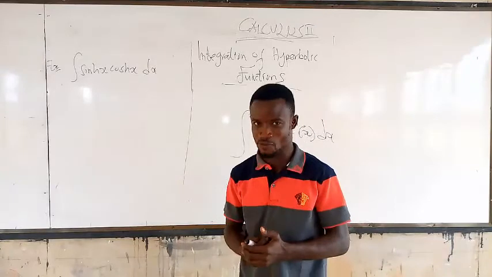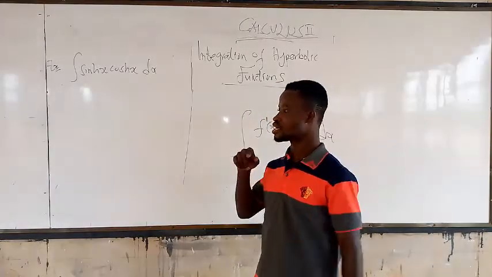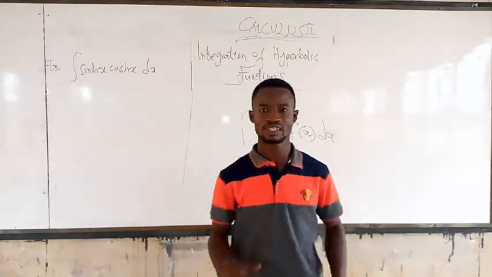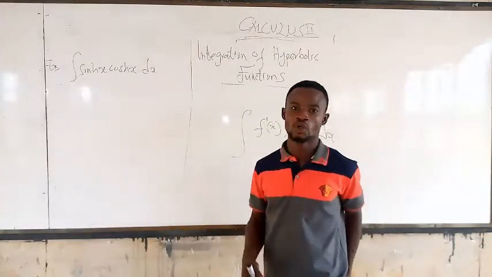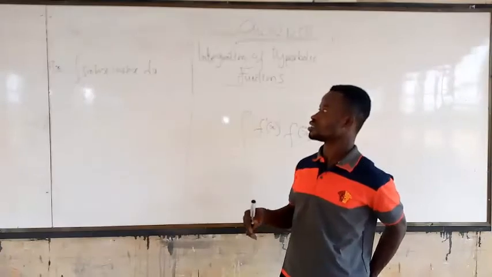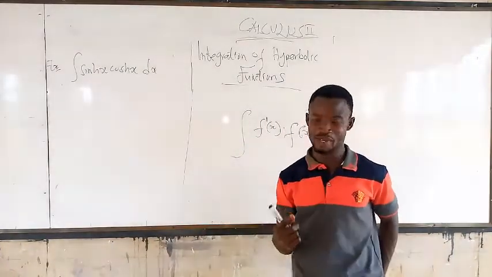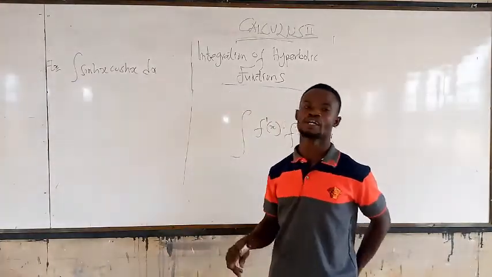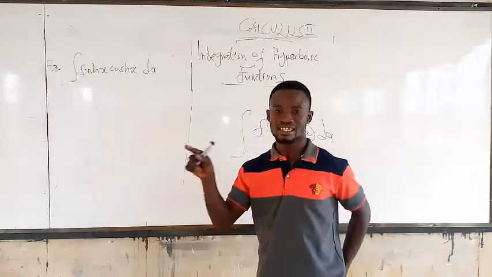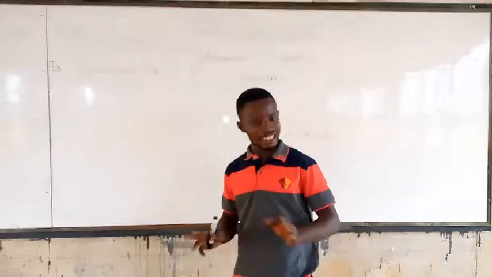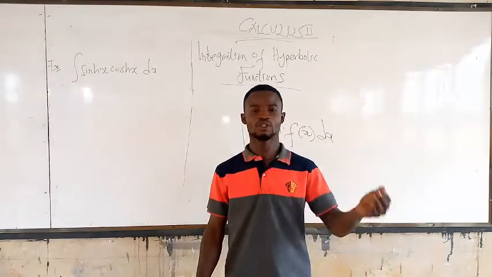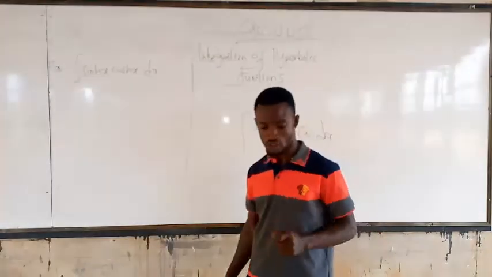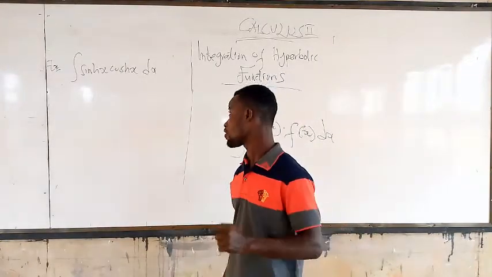Please be careful. I know that when you differentiate sin, you get cos, and when you integrate sin, you get negative cos. But here, the negative doesn't come. When you integrate sinh, you get cosh. And when you integrate cosh, you get what? Sinh.